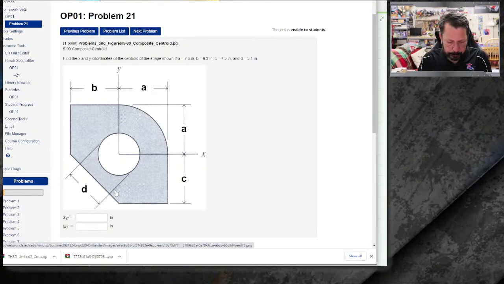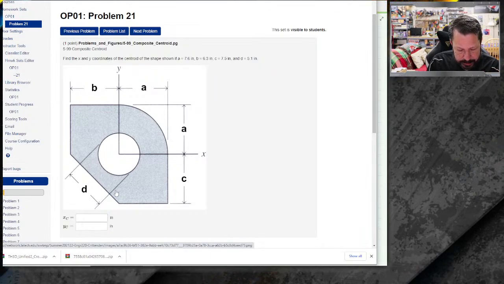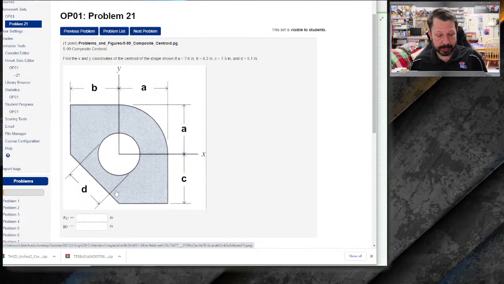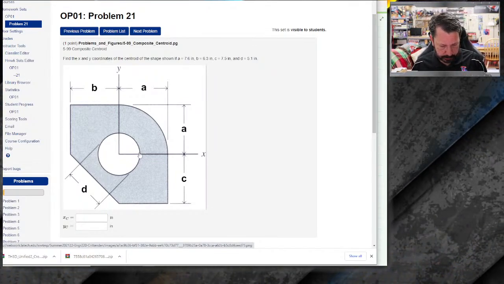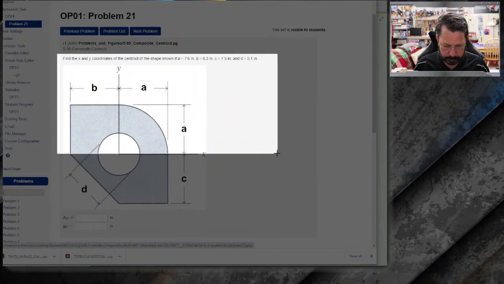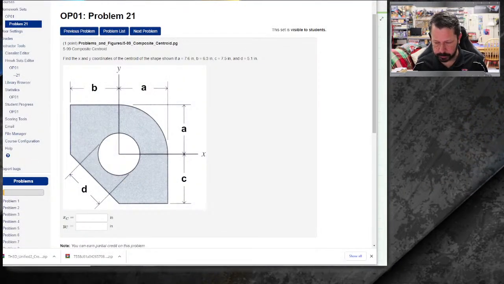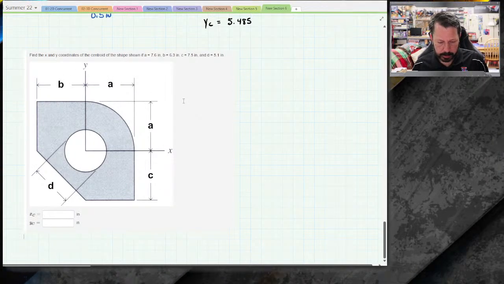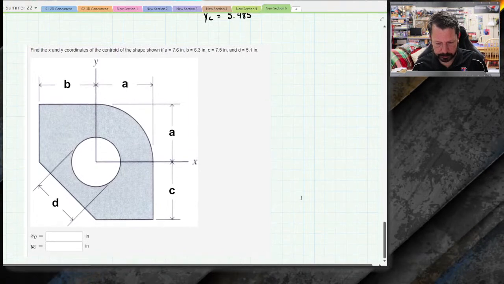All right. So this is just a web work problem, optional 1, problem 21. It asked me to find x sub c and y sub c. And it's got more than just rectangles. In fact, it's got a hole in it too, so that we'll have to deal with that. So let's copy this picture. Actually, let's just copy this so that we get our numbers in there too. Go over here, plop it down, and maybe make it a little bit bigger. Not a whole lot bigger.